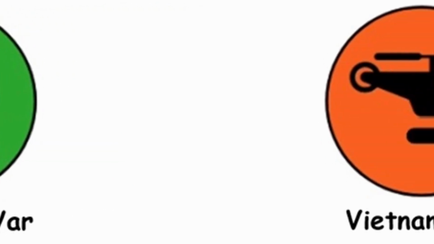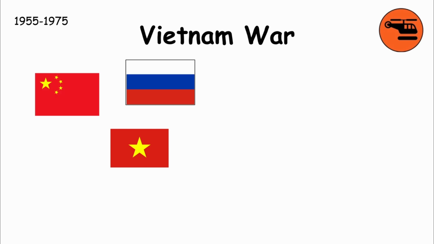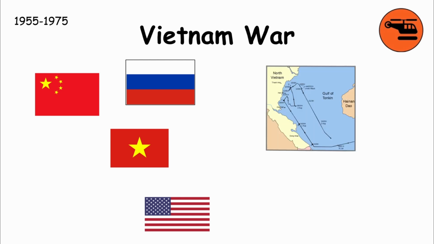The Vietnam War. The Vietnam War was a conflict over the control of Vietnam between communist forces from the north, supported by China and the Soviet Union, and anti-communist forces in the south, supported by the United States. The United States became increasingly involved in Vietnam to counter the spread of communism. The Gulf of Tonkin incident in 1964, where U.S. naval vessels reported being attacked by North Vietnamese forces, provided the pretext for increased American military intervention.